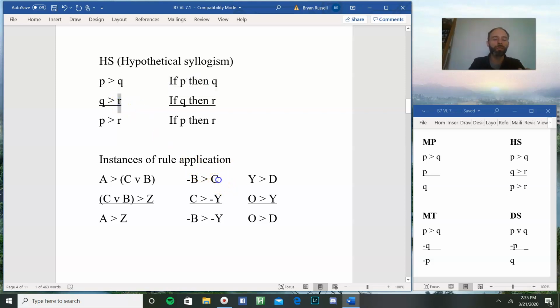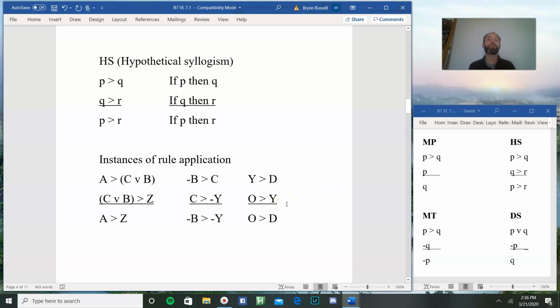So what does our rule tell us? Our rule tells us if we have the consequent and the antecedent the same of two horseshoes, we can cut that out and go straight from tilde B to tilde Y, because we know if tilde B then C, and if the C falls then the tilde Y falls, so we can cut out the C and go straight to the tilde Y. So tilde B horseshoe tilde Y.